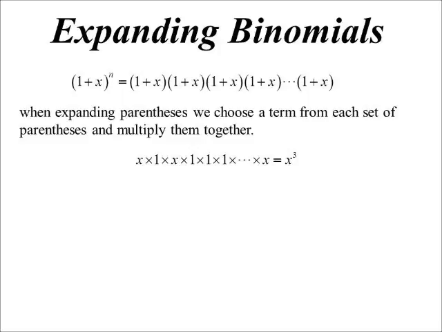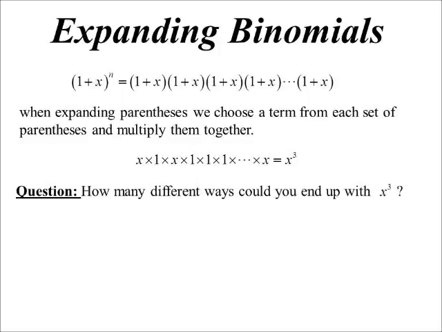So, to work out x cubed, how could I get x cubed? Well, here's one example. I could choose x from the first one, 1 from the second one, x from the third one, then 1 and then 1 and then 1, and so on, and then the very last one I'll choose x. And I'll end up with x cubed when I expand that out. But of course that's just one way I could have got x cubed. How many different ways could I do that?